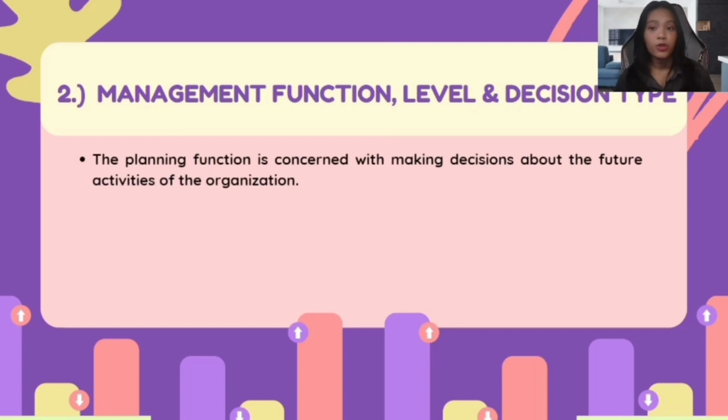The planning function, which is mainly concerned with making decisions about the organization's upcoming activities and control, has a significant impact on the management reporting system. And planning can be categorized into two, which are long range or short range.